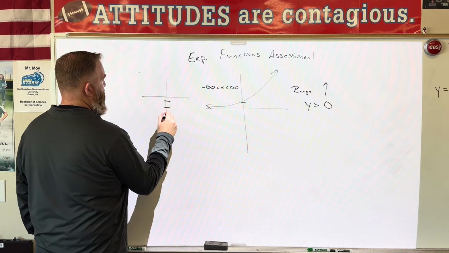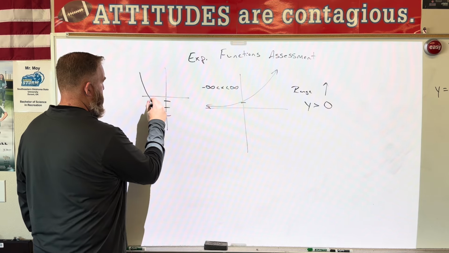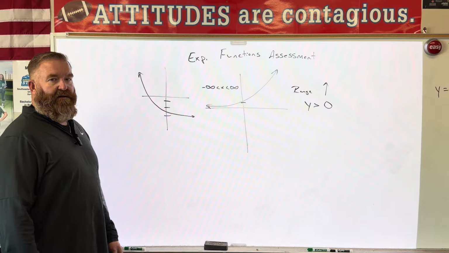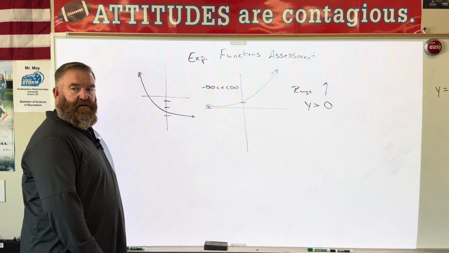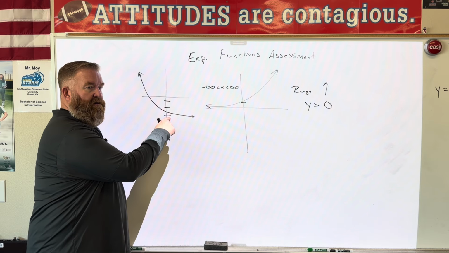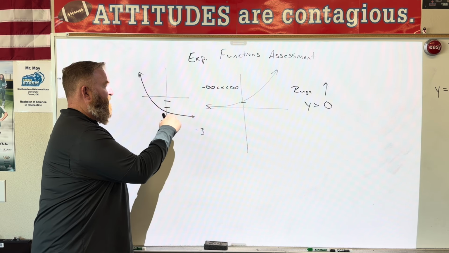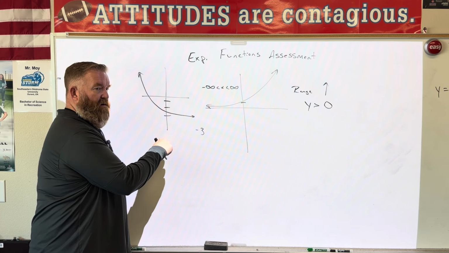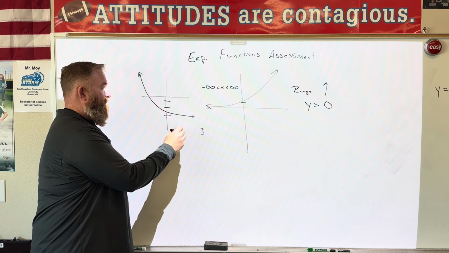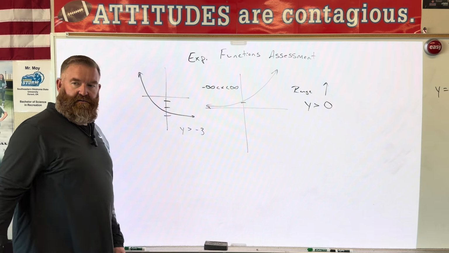Let's say 1, 2, 3. Let's say my graph looks like this. Is there a bottom? Yeah. What is it? 3. Positive or negative? Positive. What is that? Negative 3. Does it go up from negative 3 or go down from negative 3? Now hold on. Does it go up from negative 3? Y is greater than negative 3.